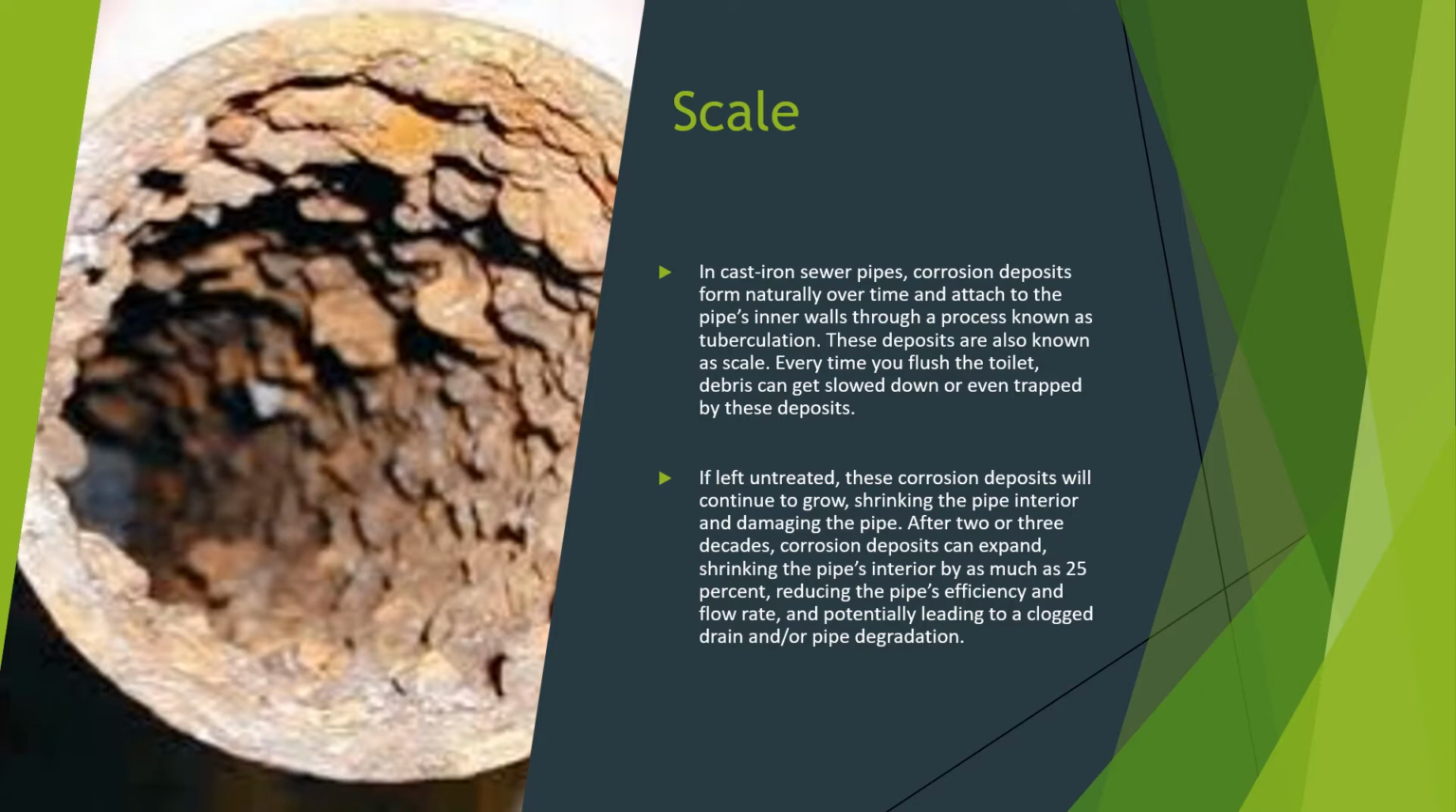If left untreated, these corrosion deposits will continue to grow, shrinking the pipe interior and damaging the pipe. After 2 or 3 decades, corrosion deposits can expand, shrinking the pipe's interior by as much as 25%, reducing the pipe's efficiency and flow rate, and potentially leading to a clogged drain and/or pipe degradation.